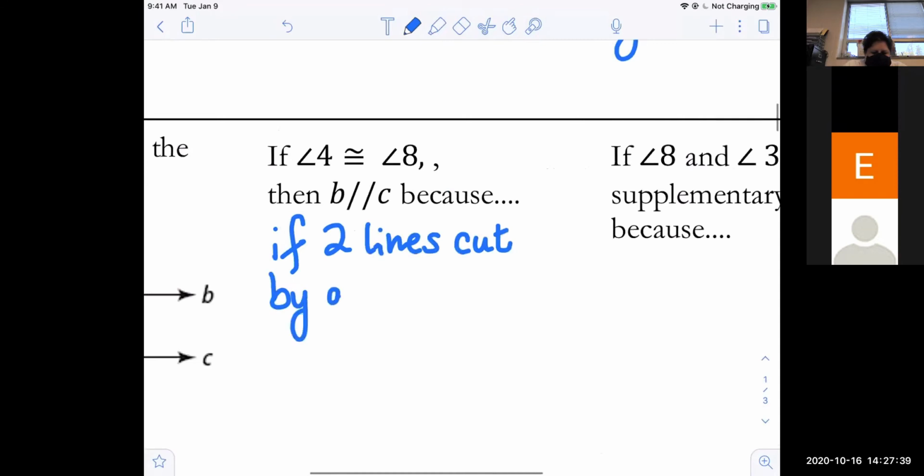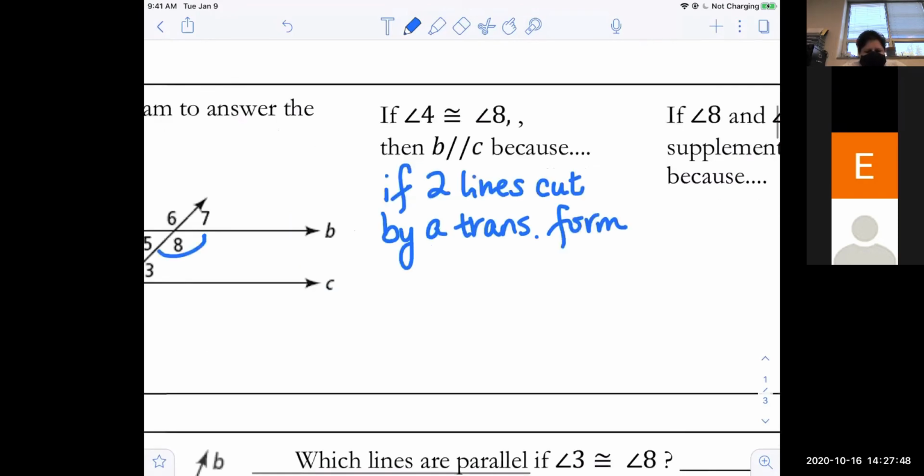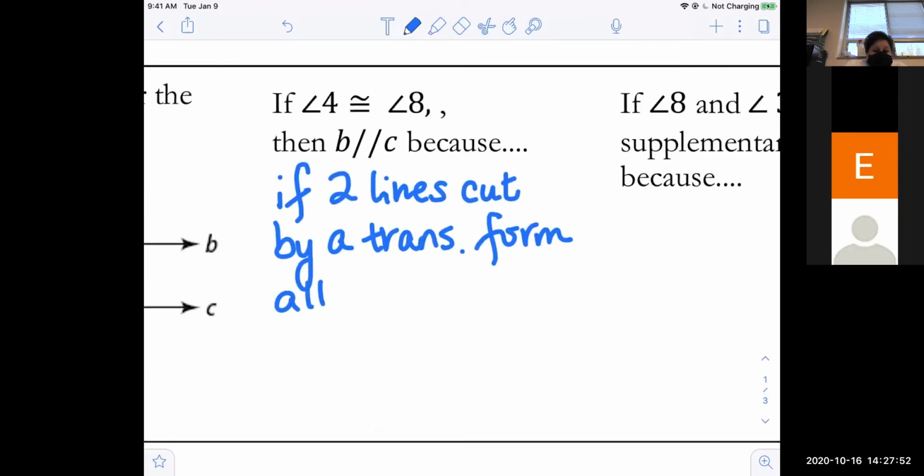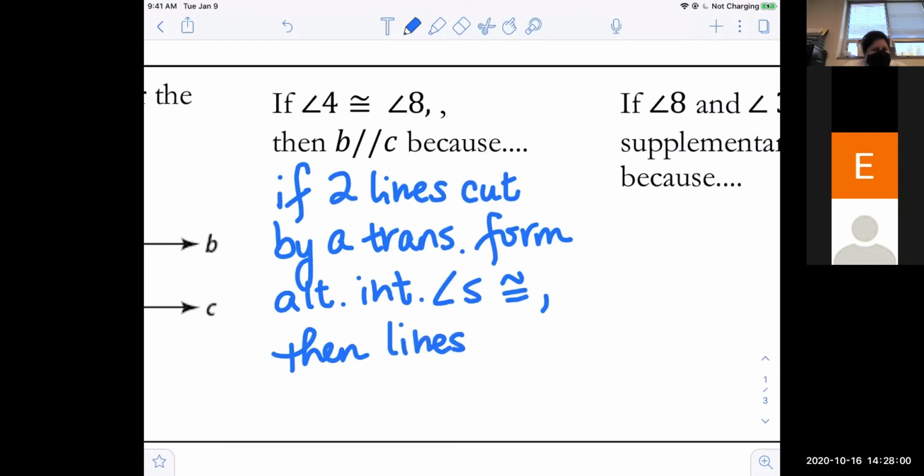Interior angles that are congruent, the lines are parallel. Good. And he kind of caught himself. He said if two lines cut by a transversal form alternate interior angles that are congruent, then the lines are parallel. This is how you are going to abbreviate it. It's not a ton shorter, but you can abbreviate some of those words.